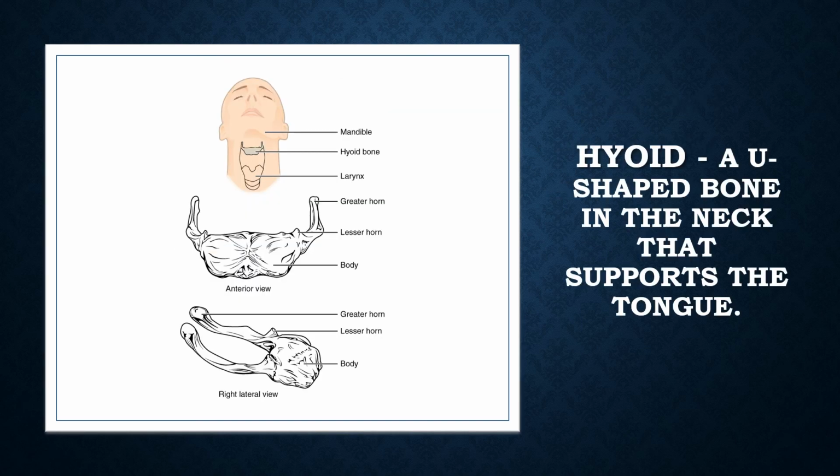Here is the hyoid slide that I talked about. It is a U-shaped bone in the neck that supports the tongue. And I included a diagram that shows the anterior view and the right lateral view. In many cases, a coroner can actually determine if somebody was strangled because of a broken hyoid. So I don't know if some other people watch some of those FBI type shows, but that's what I've gained from watching those.